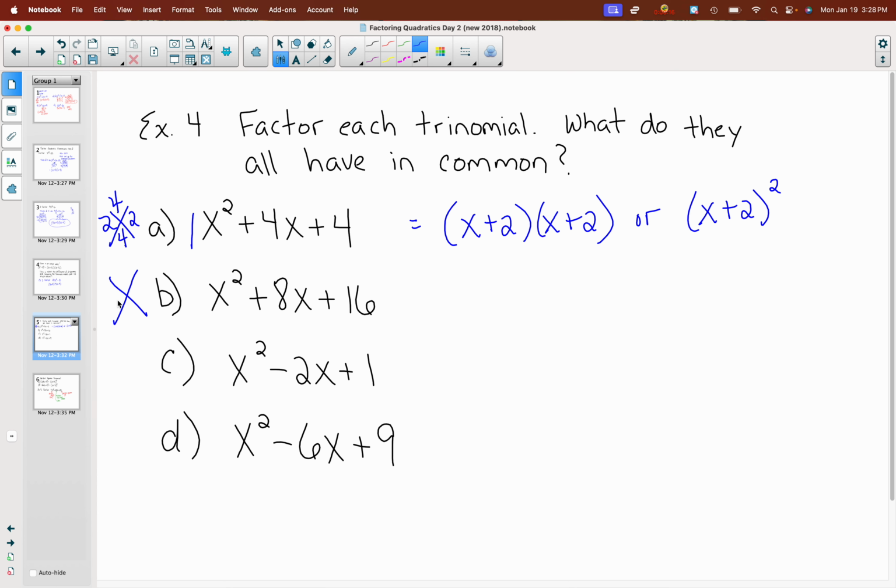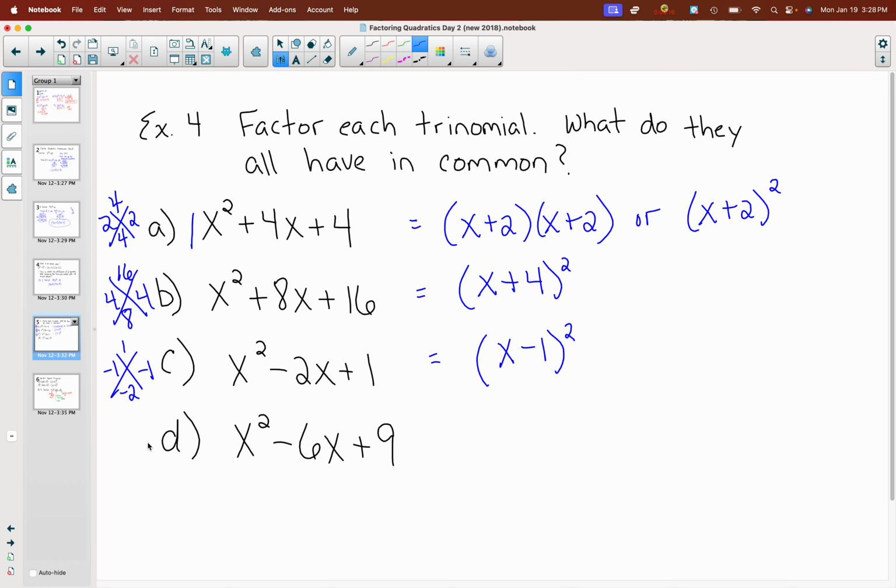Next one. The product is 16, the sum is 8. So that means it's going to be a 4 and a 4. So I can write it out and list them twice, or my shortcut, x plus 4 quantity squared. Next, the product is a 1, the sum is a negative 2. So that would be a negative 1 and a negative 1, because if you multiply them, you get a positive 1. You add them, you get a negative 2. Again, I don't need the box on this because it was just a 1x squared. So I get x minus 1 quantity squared.